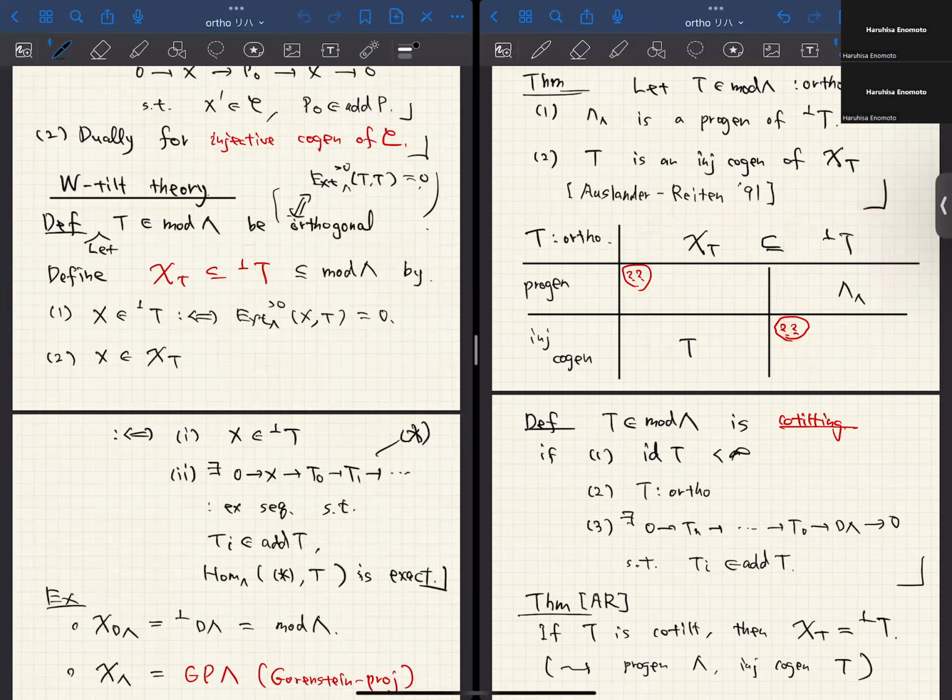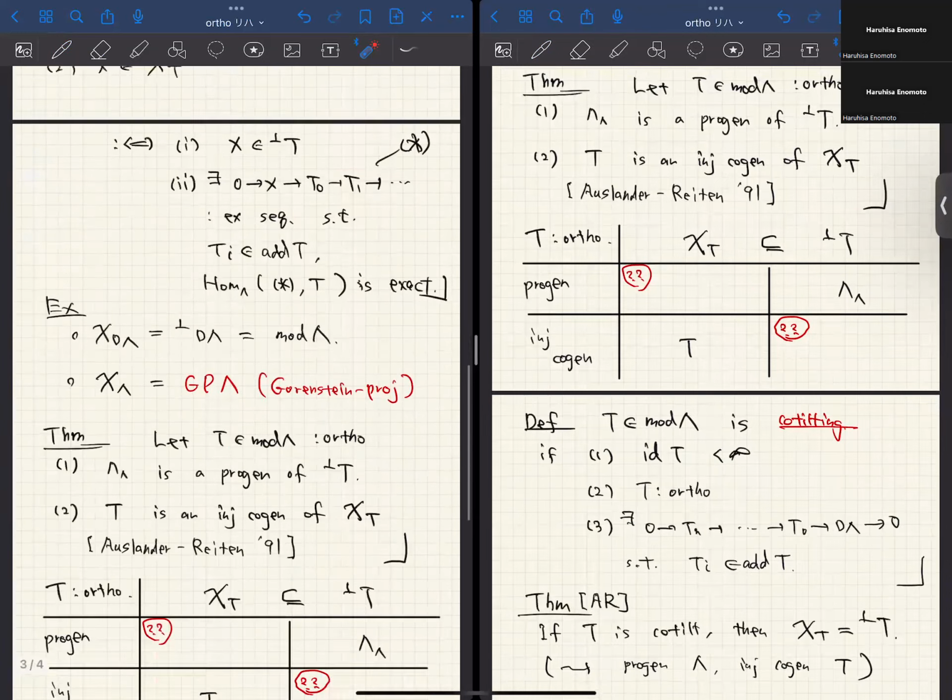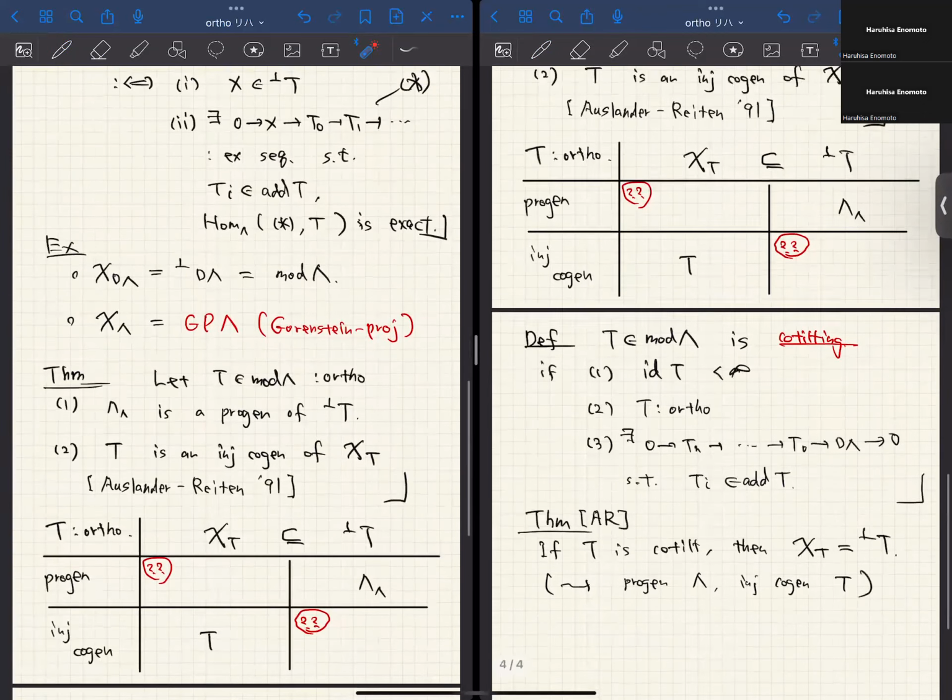This is very important because X_T is a little difficult. So let's look at the left side. X_T is defined by the existence of an infinitely long exact sequence. So it's obviously difficult to calculate the first conditions, and on the right-hand side it shows that these are equal if T is a cotilting module. So this is our cotilting theory, and I will move to Wakamatsu tilting theory.